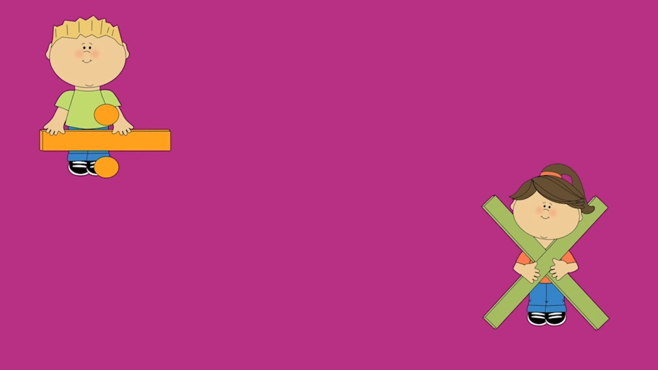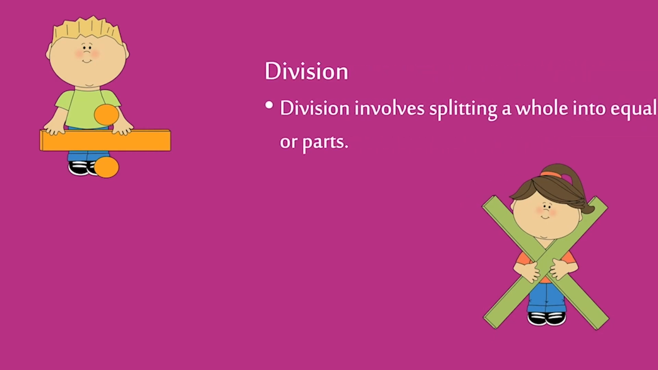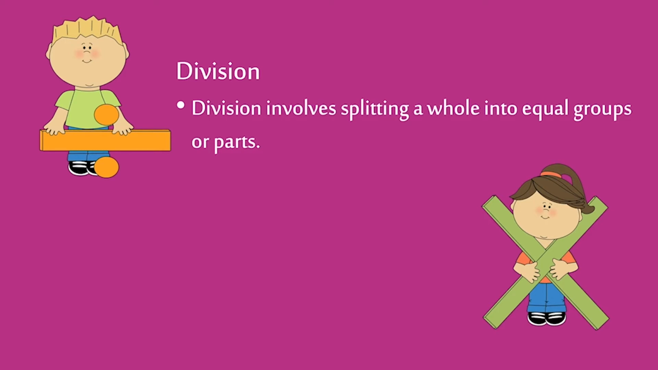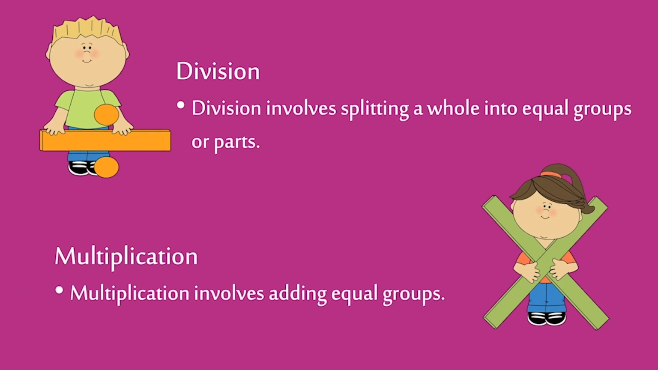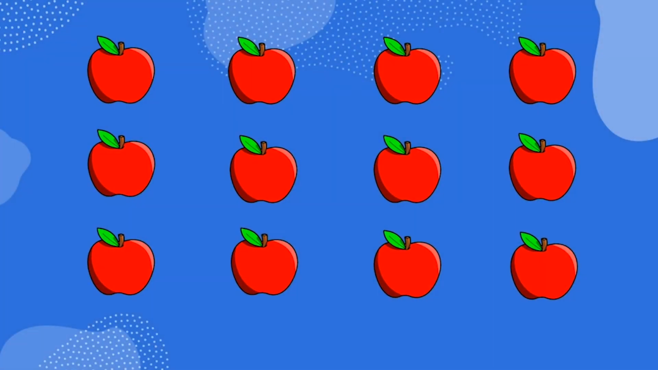Now remember, division involves splitting a whole into equal groups or parts. Meanwhile, multiplication involves adding equal groups. Division is the opposite of multiplying. Here's example 1. We know that 4 times 3 equals 12, that 4 groups of 3 make 12. We also know that 12 divided by 4 equals 3.